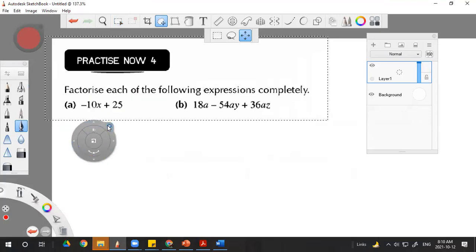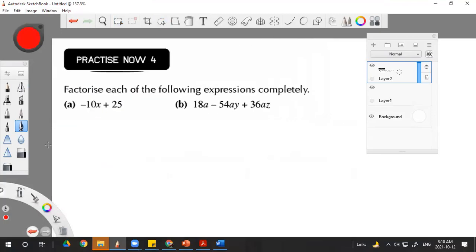There you go. What number can you divide by? Negative 10 and 25. What is it? Who can answer? Anyone. Hello, anyone can answer? Divide by what? Guys? 5. 5 works. Okay, let's take out 5. So what is it, Karin? Negative 10x divided by 5? Negative 2x. Nice. 25 divided by 5? 5. Done. Can we do it further? No.